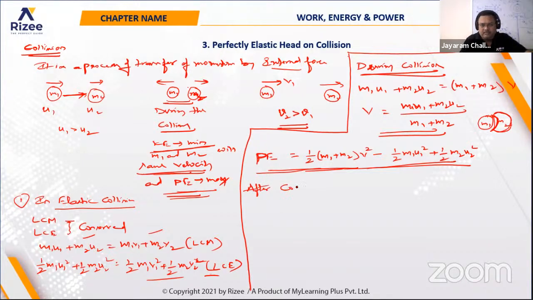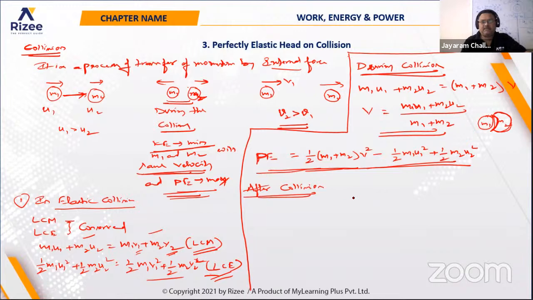After collision, you can solve these two equations, that is the law of conservation of momentum and the law of conservation of energy, to get the values of V1 and V2. You can get it comfortably. V1 and V2 are the two unknown values. You have two equations and two unknowns, so two equations are sufficient to solve the sums.